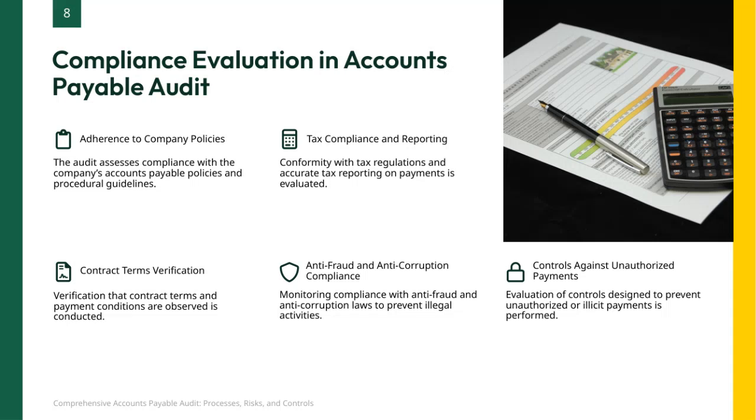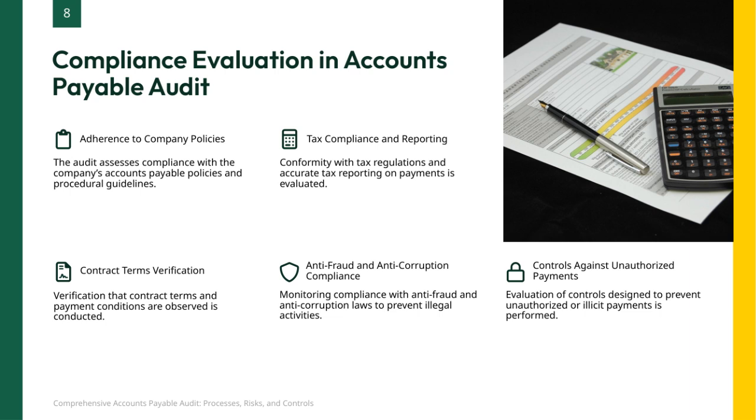When conducting a compliance evaluation in an accounts payable audit, several key areas are closely examined. First, we look at adherence to company policies, ensuring all accounts payable procedures are followed according to internal guidelines. Next, we assess tax compliance, making sure that payments align with tax regulations and that tax reporting is accurate. Another critical aspect is verifying that contract terms and payment conditions specified in agreements are properly met.